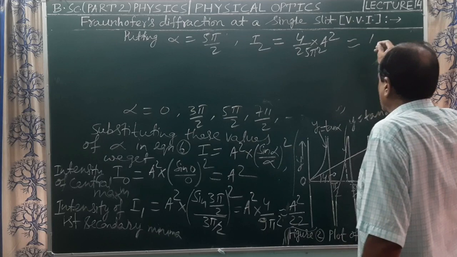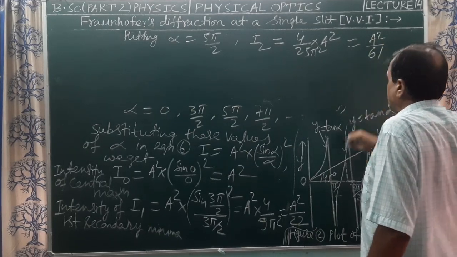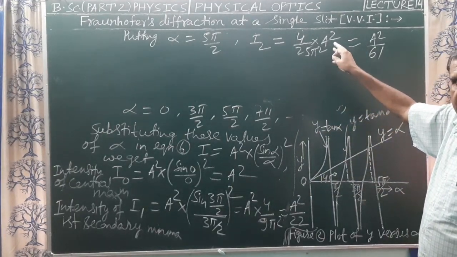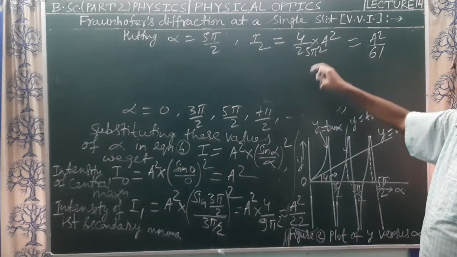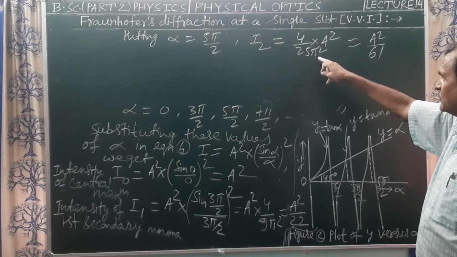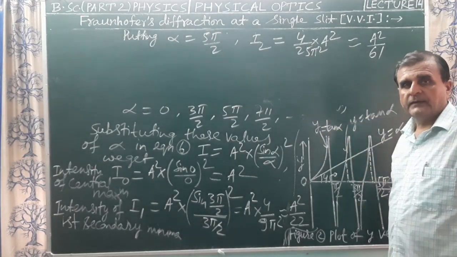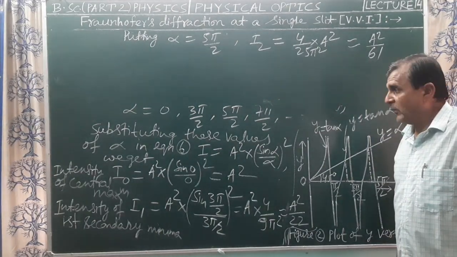A squared is approximately equal to A squared upon 61, after substituting the value of pi squared as 9.86 in it. I2 is equal to 4 upon 25 pi squared into A squared. It is the intensity of secondary maxima at point P.